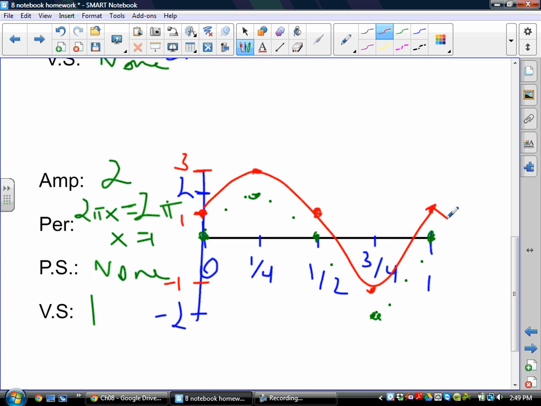If you're not sure on graphing these trig functions, we did spend a lot of time on that. I would highly recommend seeing your teacher because these will be on your final exam as well as they were on the Chapter 7 test.